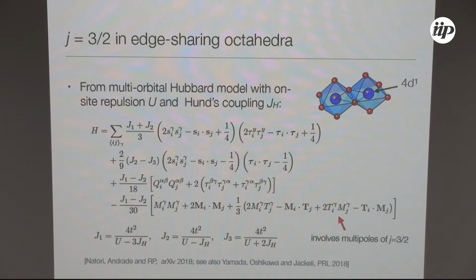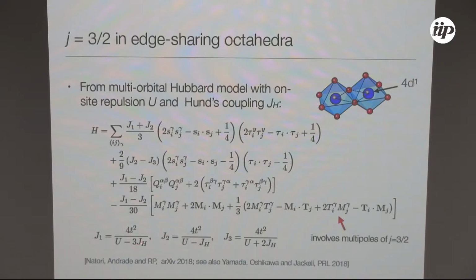I'll just point out that all the terms in this Hamiltonian can be written in terms of those two pseudospin operators, pseudospin and pseudo-orbitals. The interactions involve not only s dot s or tau dot tau kind of terms, but also multiples of the j equals 3 halves operators. With j equals 3 halves, you can have up to quadrupoles and octupole moments. They all show up here. And here are the exchange coupling constants written in terms of t, U and the Hund's coupling.